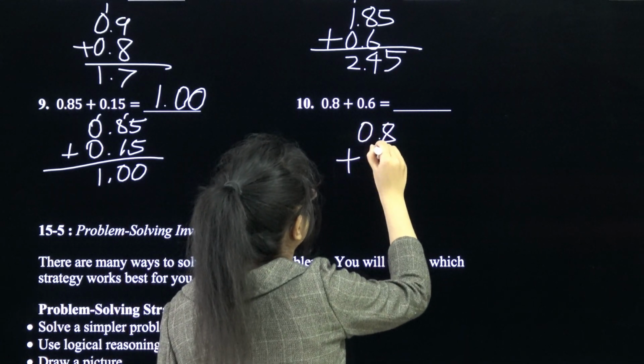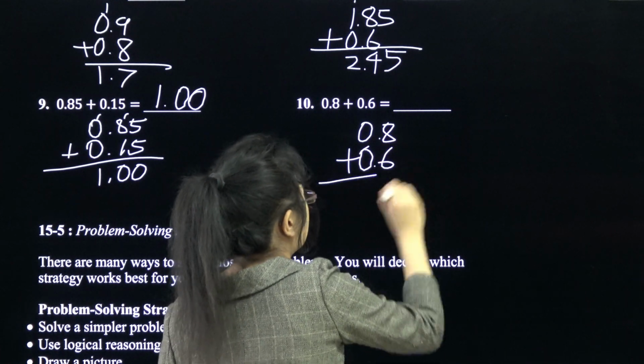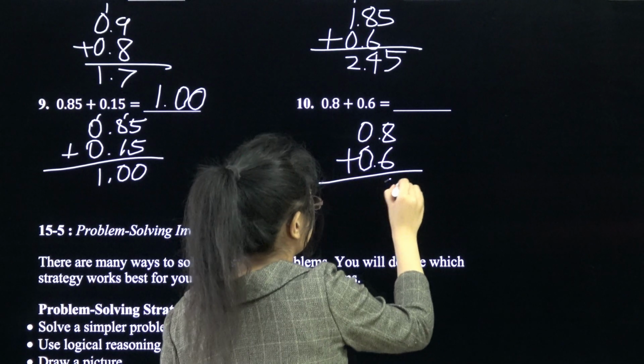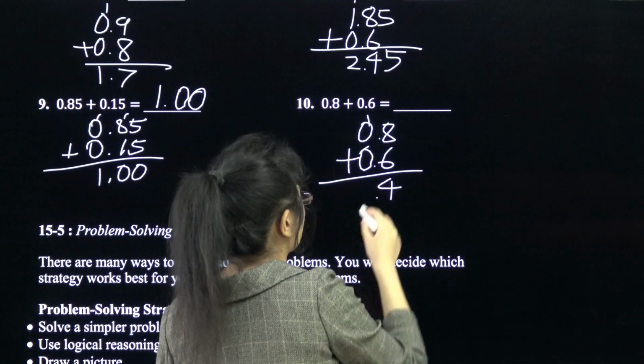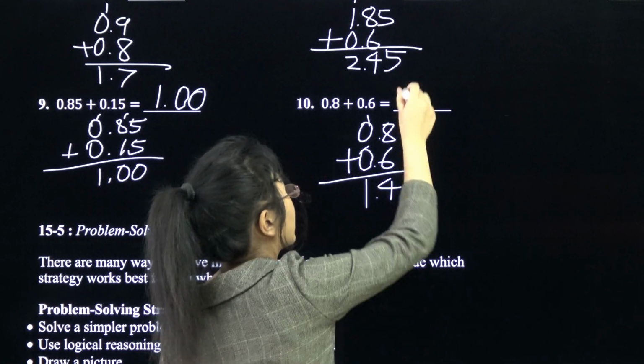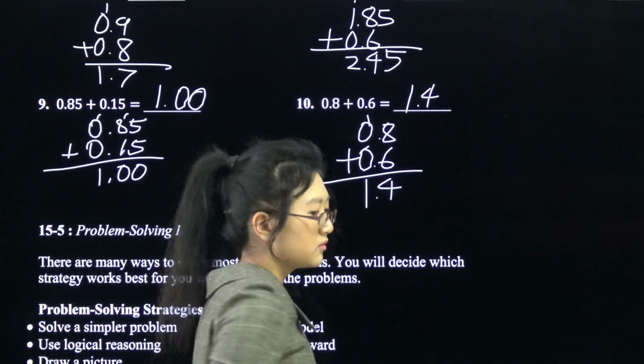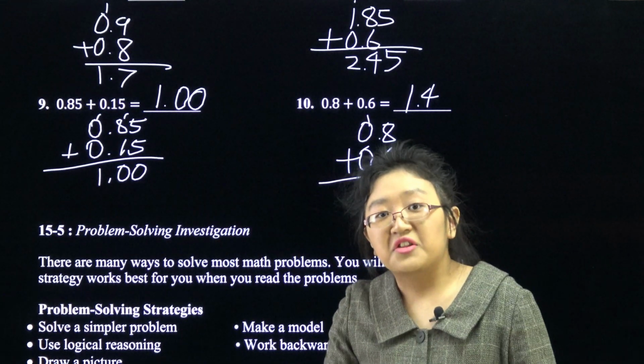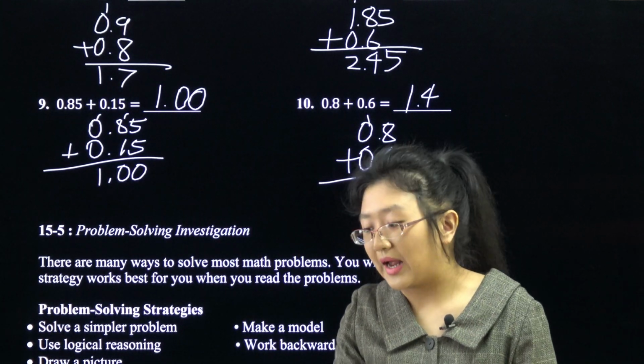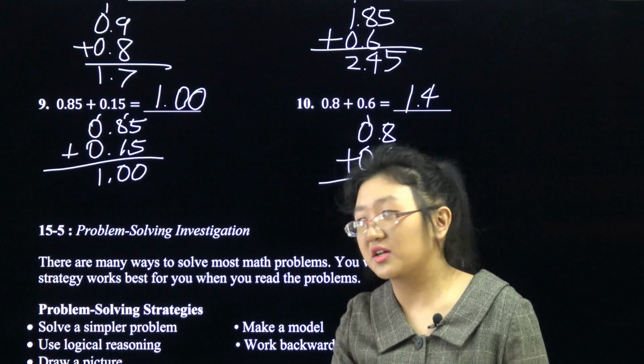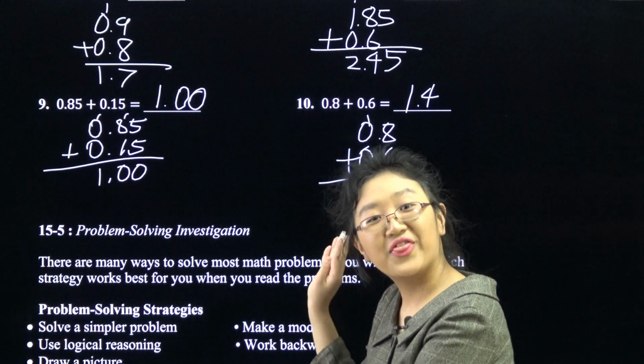0.8 plus 0.6. 6 plus 8 equals 14. You regroup, you put the decimal there, and then you just get 1.4. See, it's much easier and less time consuming if you just use math.